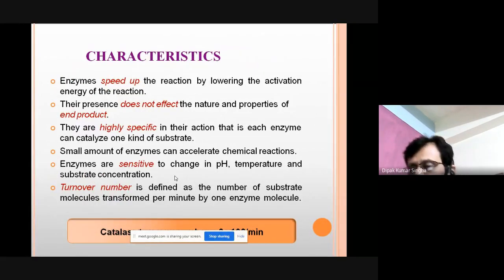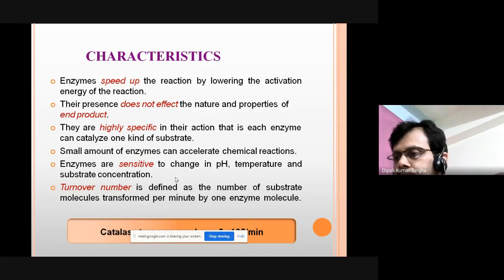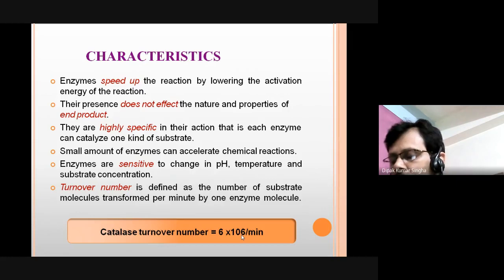Obviously, I discussed this already. An enzyme is a biocatalyst, and its main function is to speed up, or increase the rate of, a reaction. Another characteristic is that it does not affect the nature and property of the end product. Suppose enzyme E plus substrate S gives ES, and finally E plus the product P. That means after the reaction, the product will be formed.